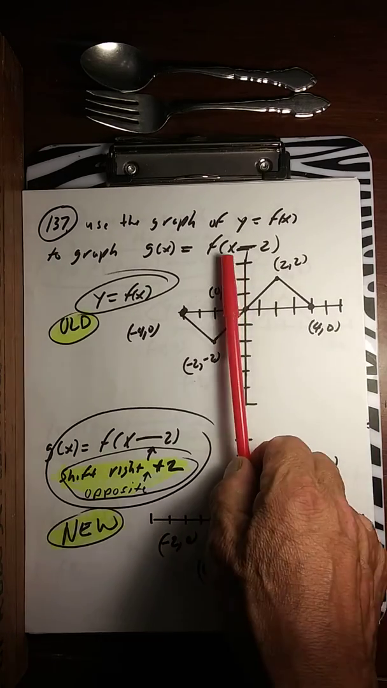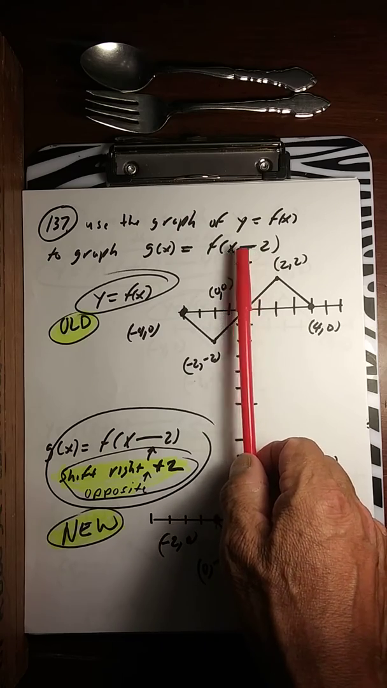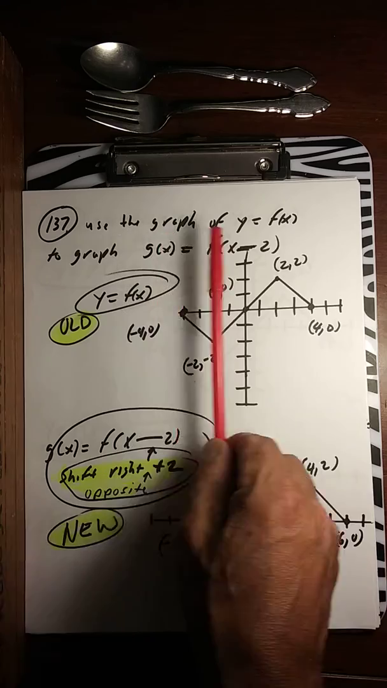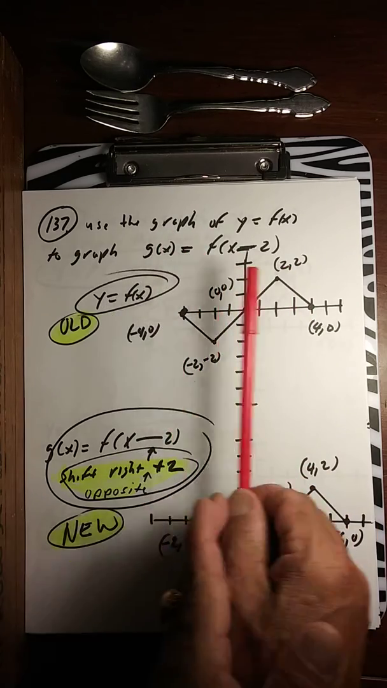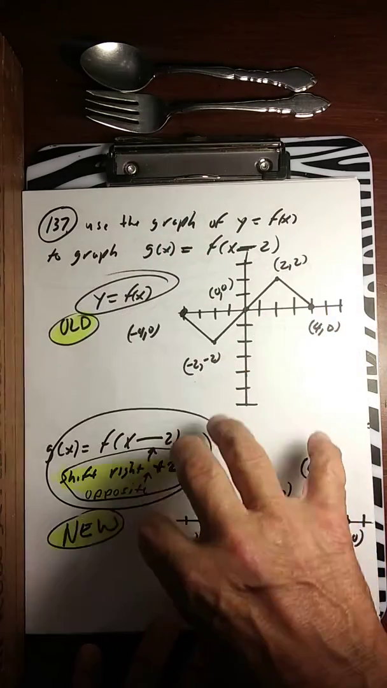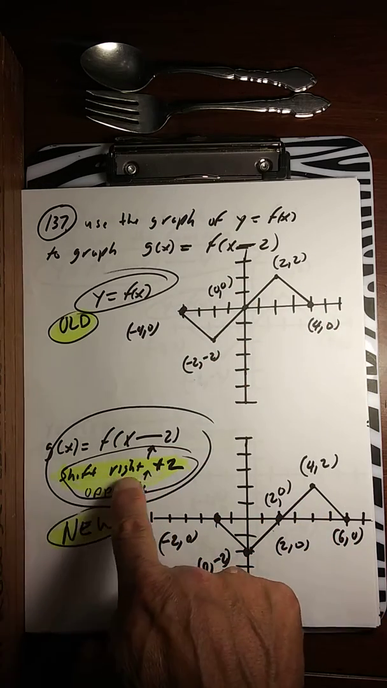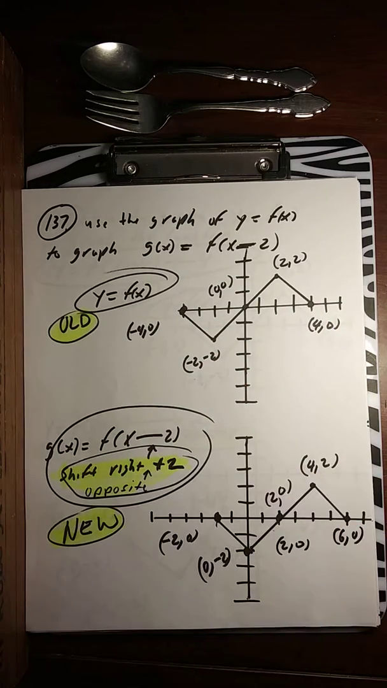F of x minus 2. And it's going to shift the opposite of this, not negative, but positive 2. So the original graph's right here. So the graph's going to go which way? This way. So it's going to move that way. How many spaces? 2 spaces. Shift right 2. This way.